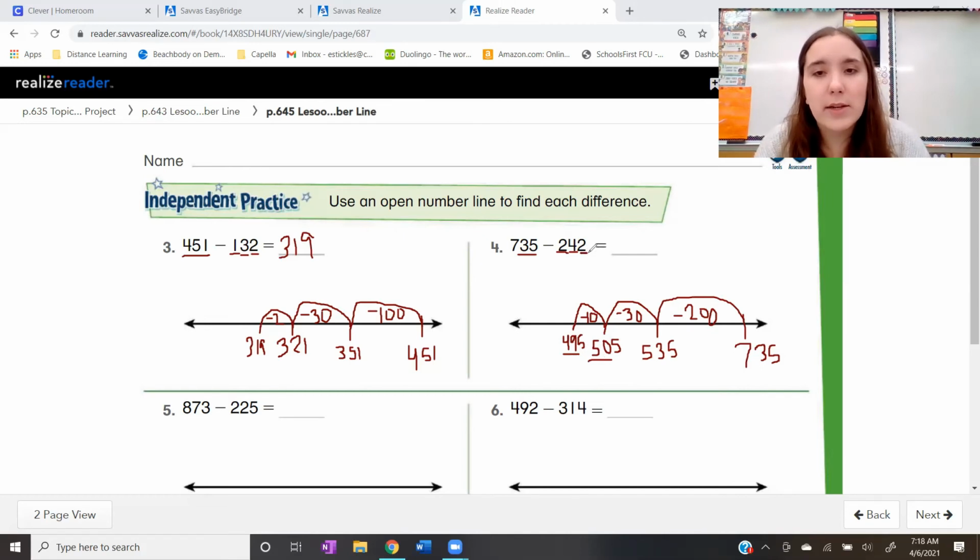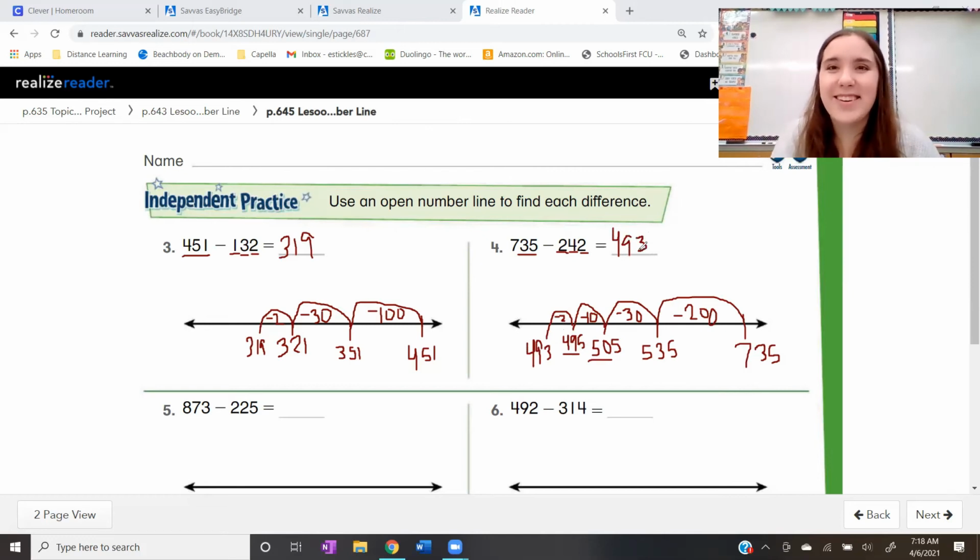I did my 10s, now I just have to take away 2 1s. So minus 2, minus 2. 5 minus 2 is 3, so my answer is 493. 493. Nicely done, folks. Let's go down and do number 7 together.